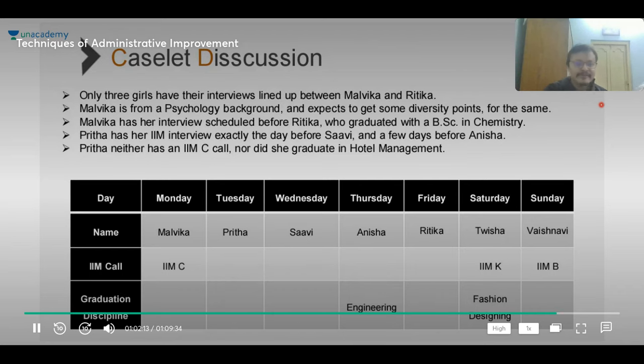So now having the names will be a lot simpler, because now you can easily put Malvika is from a psychology background, Ritika is from a chemistry background, and so on. So it becomes a little easier set to work with.